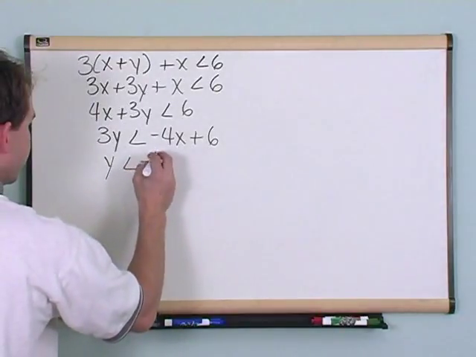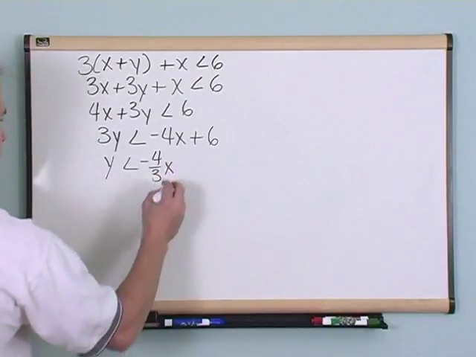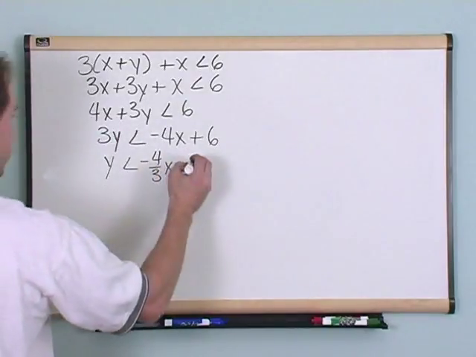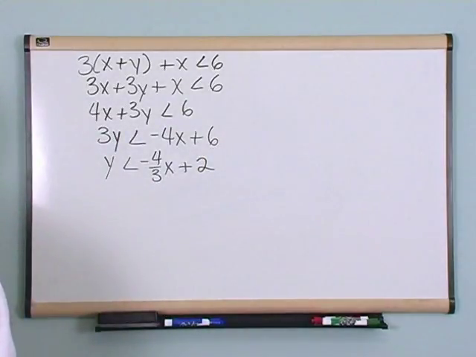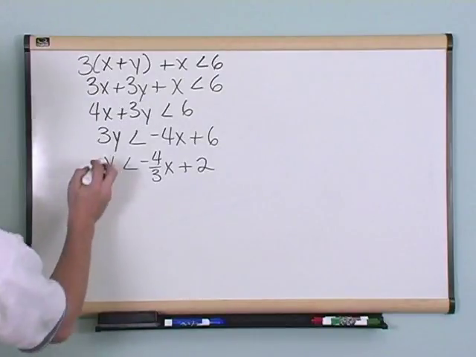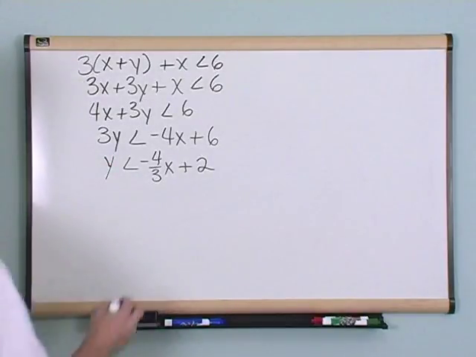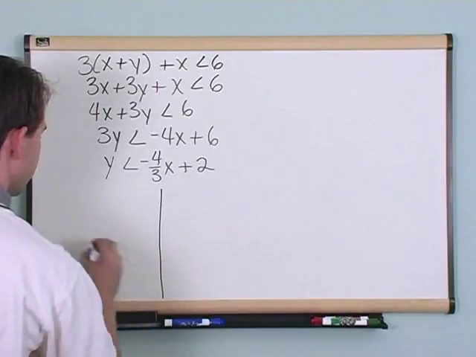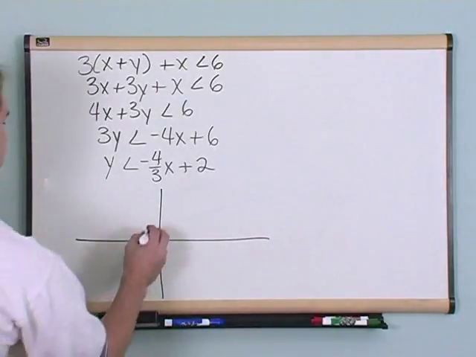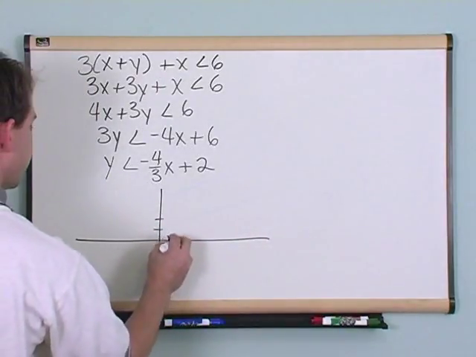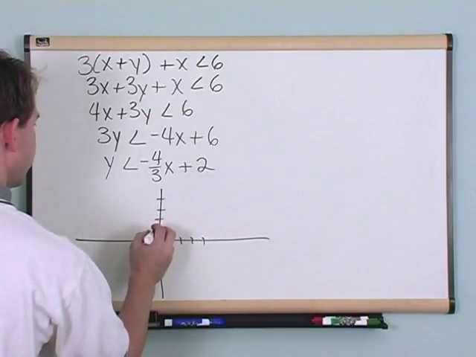So I've got negative 4/3 x plus 6 over 3, which is just simply 2. Negative 4/3 x plus 2, and this is what I'm going to actually work with here. So if I were going to graph that, I would have that. You've got to look for your y-intercept, which is just simply 2, right there.